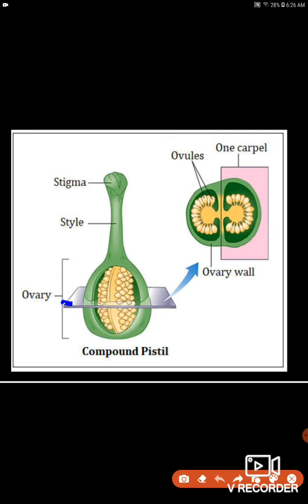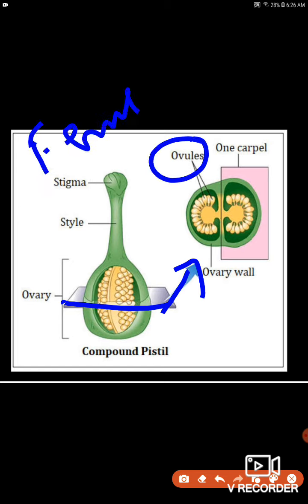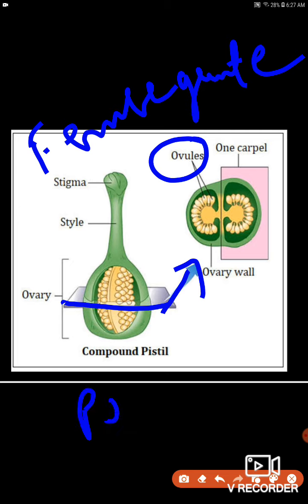Now see, this is the cross section taken on the slide, how it looks. Okay, so here these are the ovules. Now what is an ovule? It is called the female gamete. What was the male gamete? It was the pollen grain. What is the female gamete? Ovule.